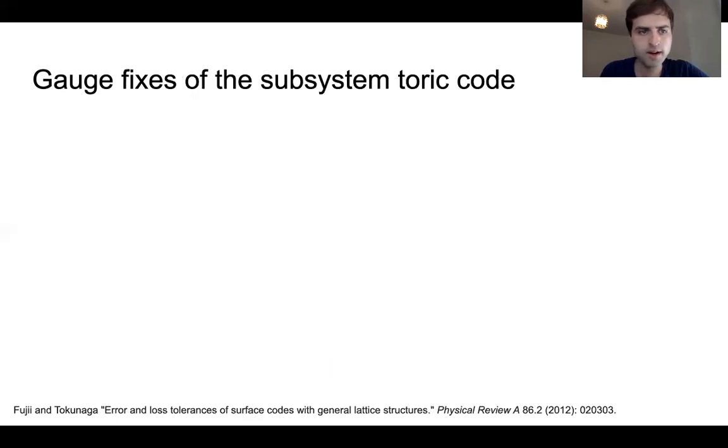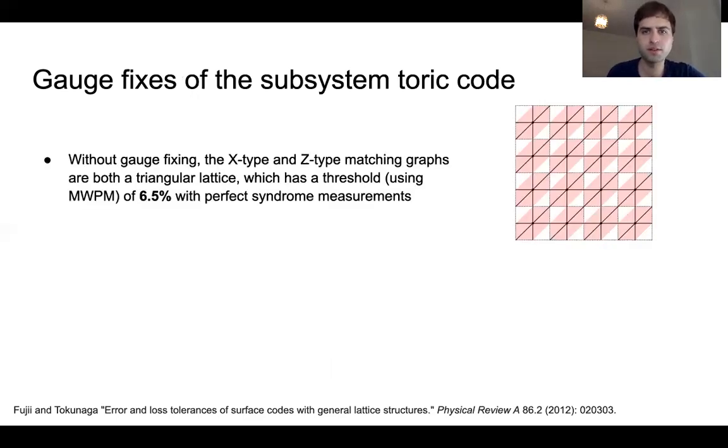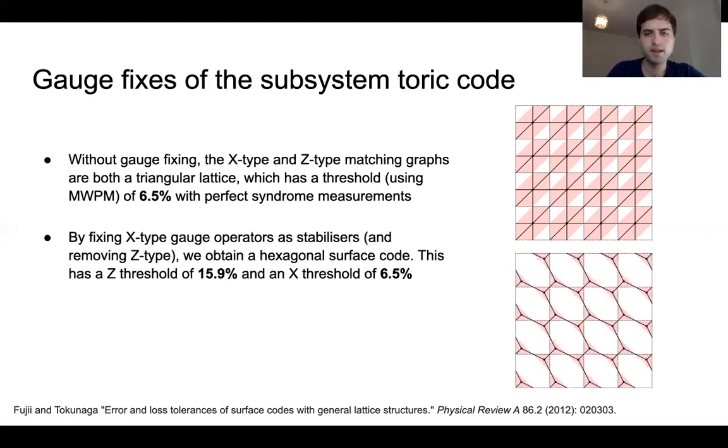Before explaining how that worked, let's look at the permanent gauge fixes of the subsystem toric code. If you just permanently add the gauge operators into the stabilizer group, we can have a look at what happens. Without gauge fixing, the X-type and Z-type matching graphs are both a triangular lattice. And that has a threshold with matching of around 6.5% with perfect syndrome measurements. If we fix all of the X-type gauge operators as stabilizers and then remove the Z-type gauge operators, we obtain the hexagonal surface code. Now this has a Z threshold of 15.9% and an X threshold of 6.5% with matching and perfect syndrome measurements.